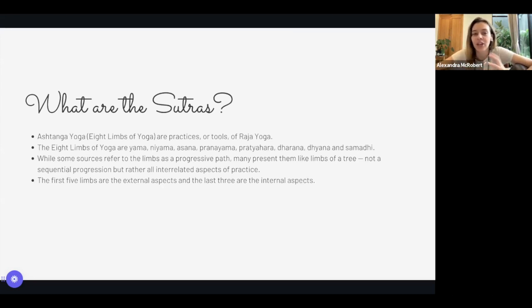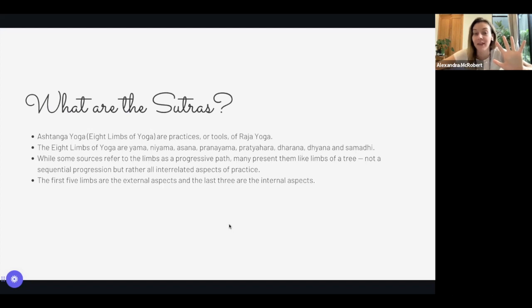And the 8 limbs of yoga, which I explained earlier and am going to go into detail on, are yama, niyama, asana, pranayama, pratyahara, dharana, dhyana, and samadhi. Some people think of these limbs as a progressive path, like a ladder: you hit one, then the next, then the next. But I actually think they're all interrelated and things we can do at the same time. Rather than thinking of it as sequential, we can think of it as all things that we're doing all the time.